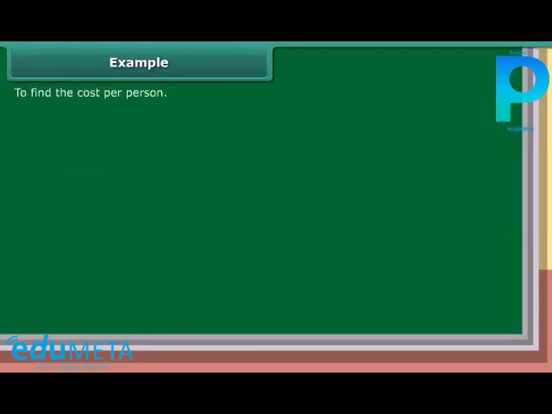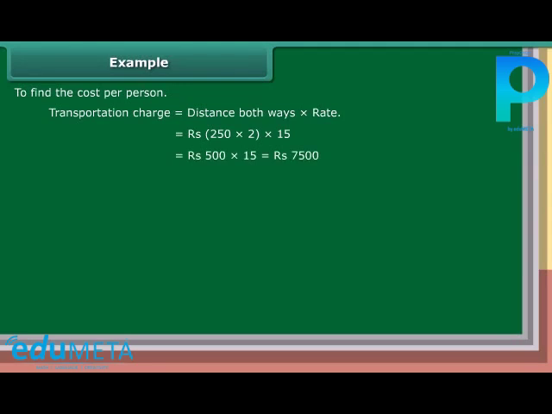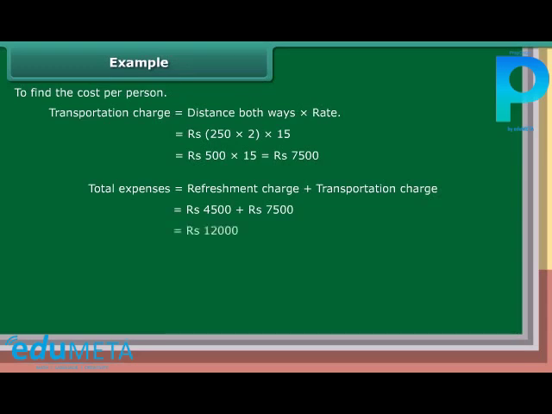To find the cost per person, transportation charge is equal to distance both ways times rate, which is equal to rupees 250 × 2 × 15, which equals rupees 500 × 15, which is equal to rupees 7,500. Total expenses is equal to refreshment charge plus transportation charge, which is equal to rupees 4,500 plus rupees 7,500, which is equal to rupees 12,000.